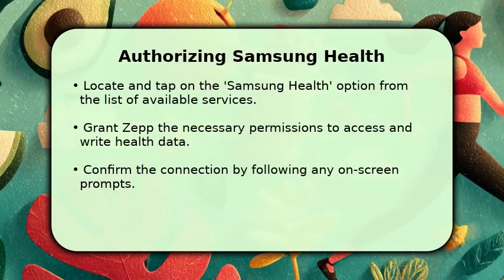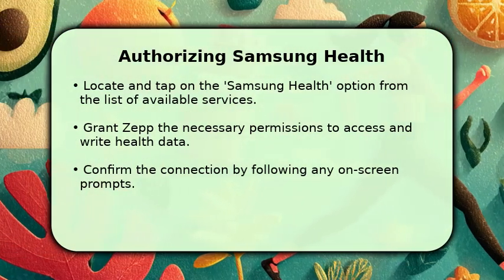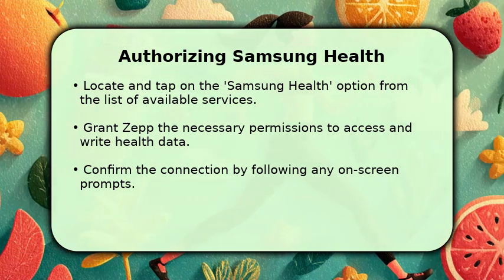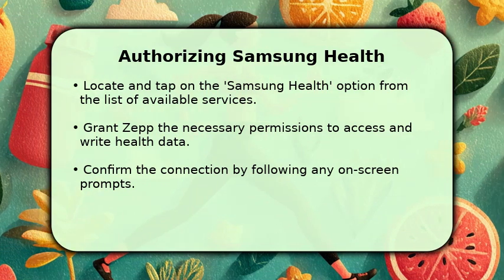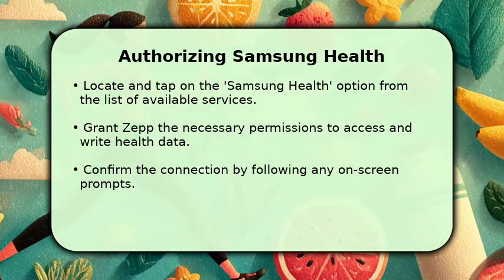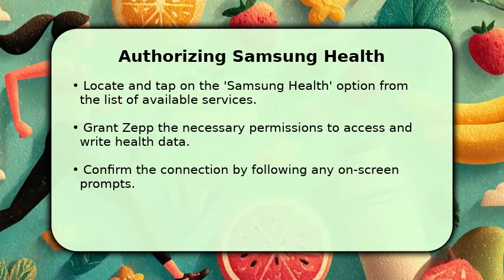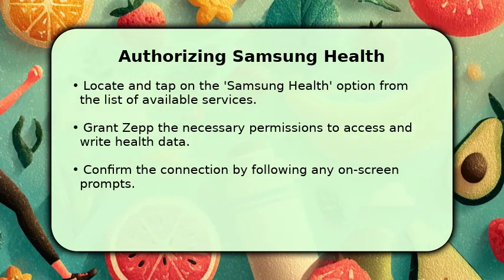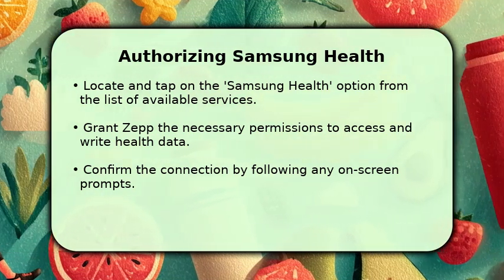Next, from the list of available services, locate and tap on the Samsung Health option. You will then be prompted to grant Zepp the necessary permissions to access and write your health data. It's crucial to allow these permissions for successful synchronization. Confirm the connection by following any on-screen prompts, ensuring a secure and authorized link between your devices.